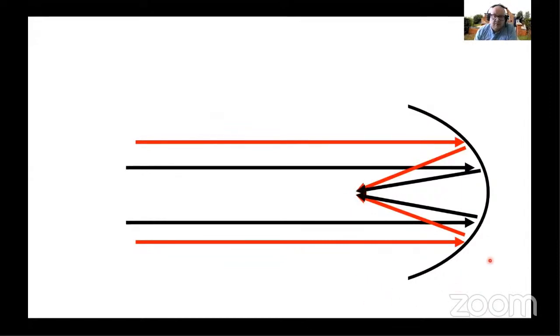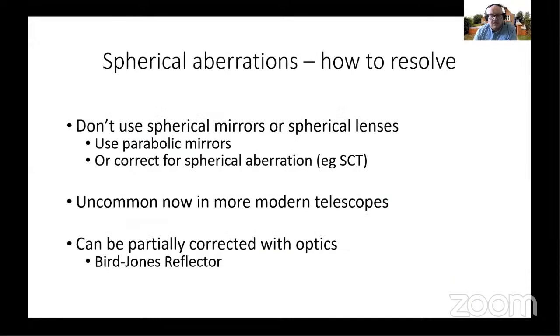So with parabolic mirrors, we don't get this spherical aberration, and most mirrors in commercially available reflecting telescopes, like Newtonians, today are made with parabolic mirrors to avoid this problem of spherical aberration. Some cheaper telescopes still have spherical mirrors.